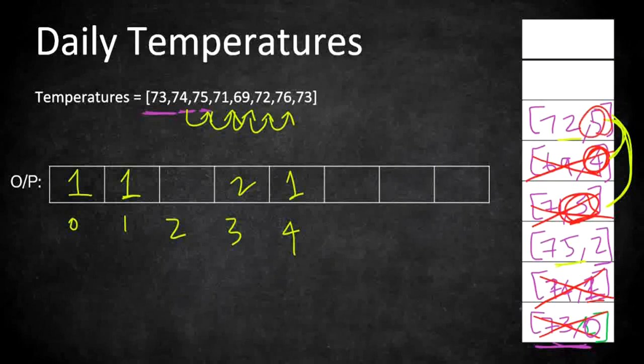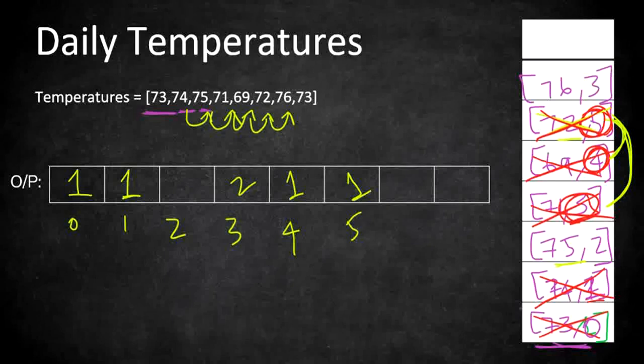We are going to update the value at place 5 with the current value we found. So the current value we found is at index 6, and at 5 the difference between 5 and 6 is going to be 1. So we are going to update index 5 with value 1 and pop the value from our stack and update the new value to our stack, which is 76,3.